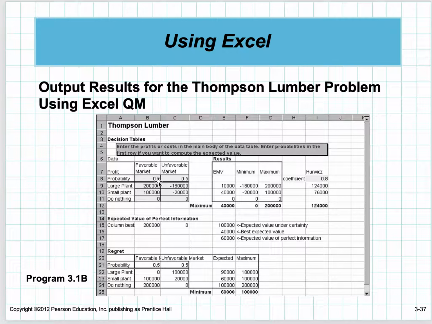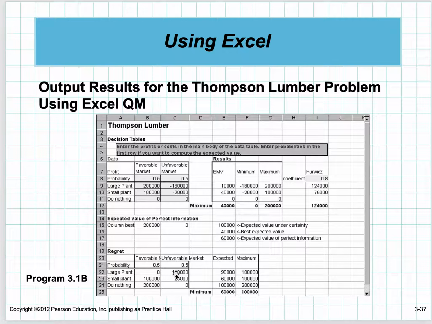This is under risk because we know what the risk is. Here are the payoffs that you have. It gives you your EMV. So if you want your maximum EMV, pick the small plant. If you're doing the minimum and you want the maximum of that, you're going to choose this alternative, which is do nothing, which is the Minimax. If you want the Maximax, you pick the max of this column, which is 200. If you're going to do the Hurwicz, you pick the max of this column, which is 124, which is also a large plant.